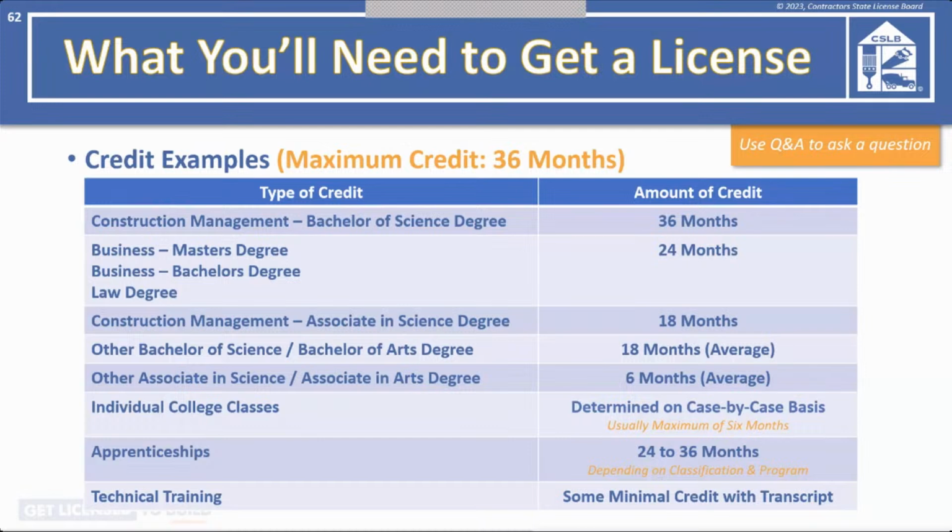Can the business entity be changed in the future without having to apply for a new license? No. So when you change the entity of a business, you're also applying for a new license.